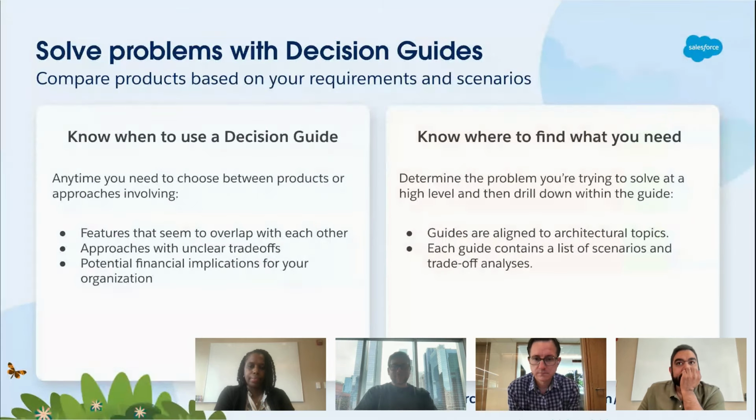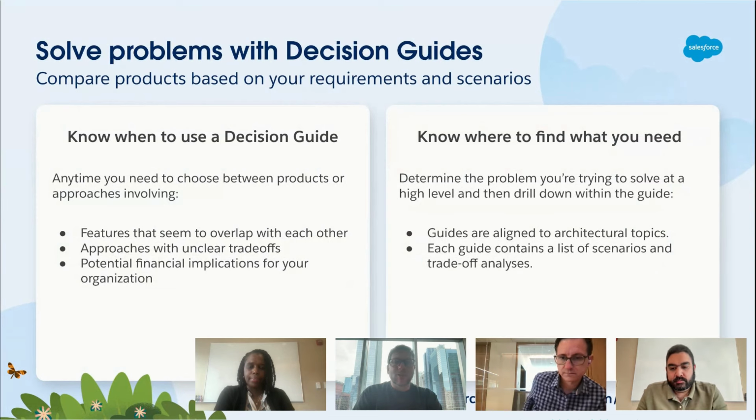So how would you actually solve a problem with your decision guide? There's a couple of things. The first is you need to know when to even use the decision guide in the first place, which is anytime you need to choose between products or architectural approaches. So if you've got features that seem to overlap with each other in two different tools or products that you're considering, or if you're not really clear on what the trade-offs for an approach are.